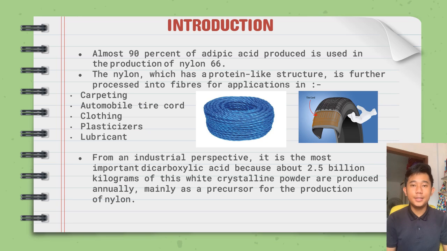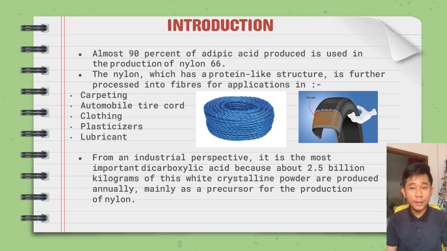Okay, so what are the uses of adipic acid? Almost 90% of the adipic acid produced is used in the production of nylon. So nylon is a protein-like structure that is further processed into fibers for application in carpeting, automobile tire cord, and clothing. Other examples of nylon products are safety belts, parachutes, and ropes. All of these three products have one common characteristic: they are very strong, which makes them very hard to break. And besides that, adipic acid is also used to manufacture lubricant components and plasticizers.